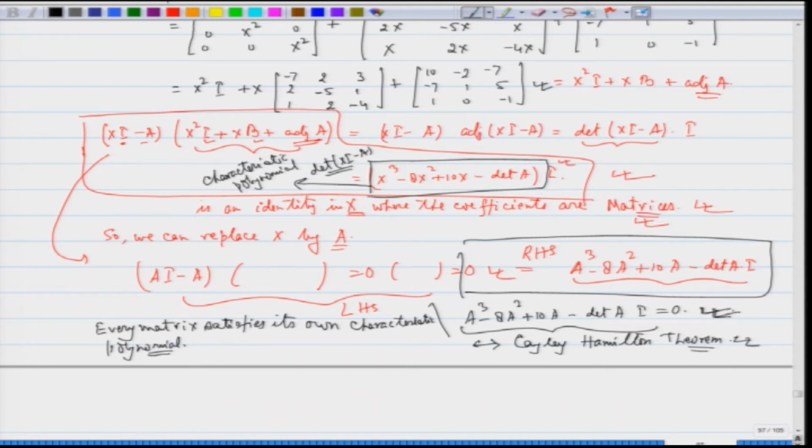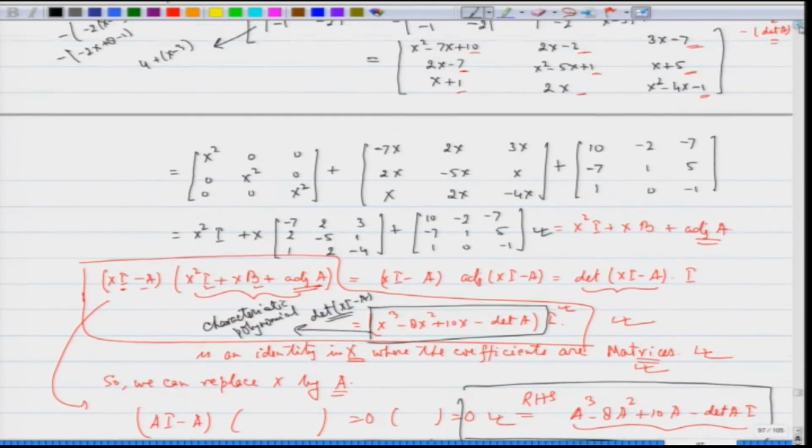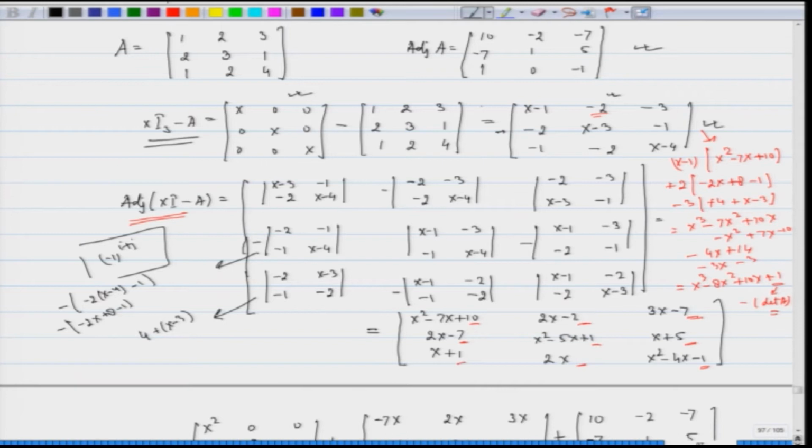Now, the important thing to note here is that I cannot replace x in this expression. So, let us go back here. From where did I get this? In this expression, I cannot replace x by A. This is not allowed here because A inverse does not make sense.